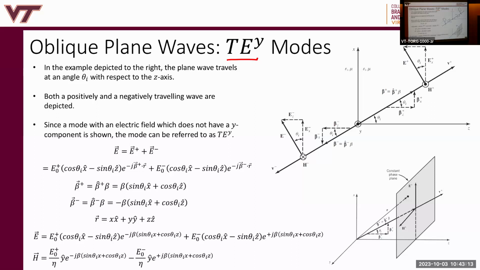It can't be in the Y direction. It has no Y component because it's TE to Y. And therefore, H, because it's a plane wave, then H has to be orthogonal to E, so that means H must be in the Y direction.